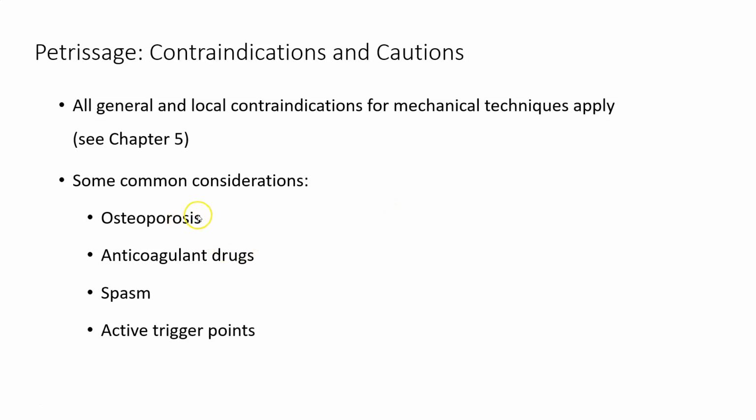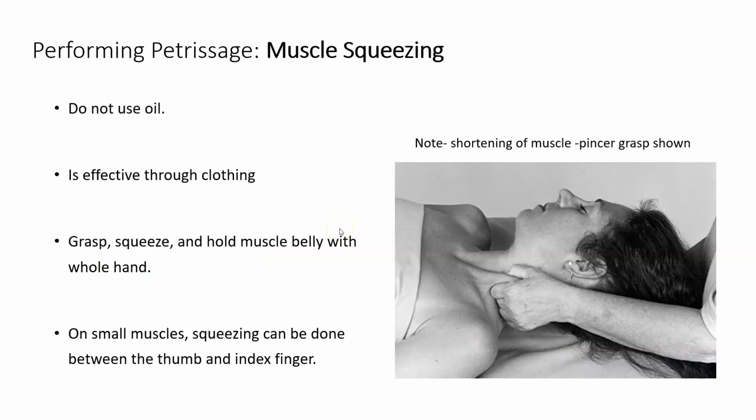Osteoporosis would be a local contraindication. If they're on anticoagulant drugs, that would be a general contraindication of deep work because there's a high chance of causing bleeding and bruising. So when we perform them, we don't use oil. Again, because we don't need oil, it is a very effective technique with clothing, through clothing or over clothing.